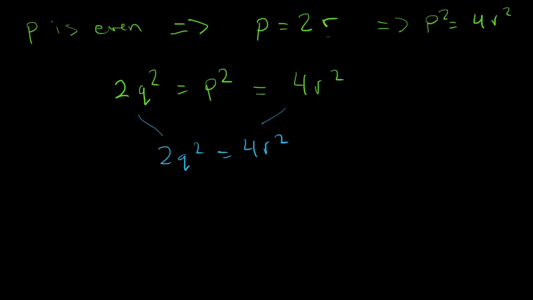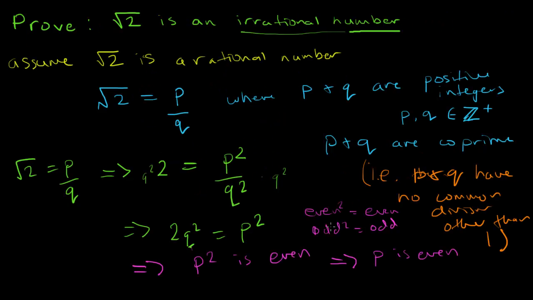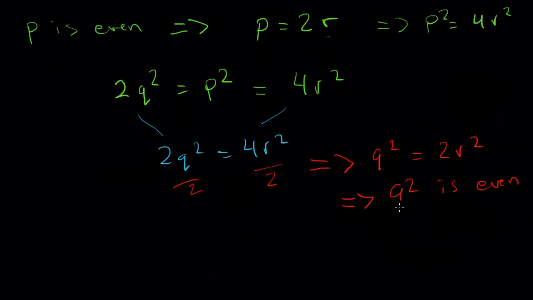Now the next step is just, again, a little simple algebra. Divide both sides by 2. And then we get, and realize when I'm using this little weird arrow thing, that just means implies or it follows that. So if I divide both sides by 2 here, I get q squared equals 2r squared. And then that would imply that q squared is even, which we already showed before when we did p back here, that if p squared is even, then p is even. So if q squared is even, then obviously q is even.